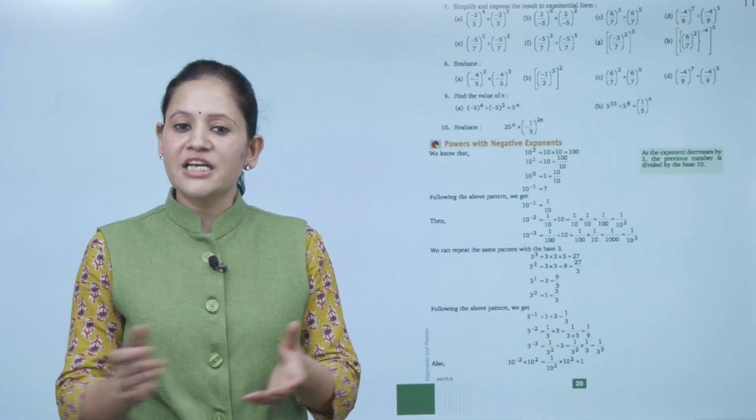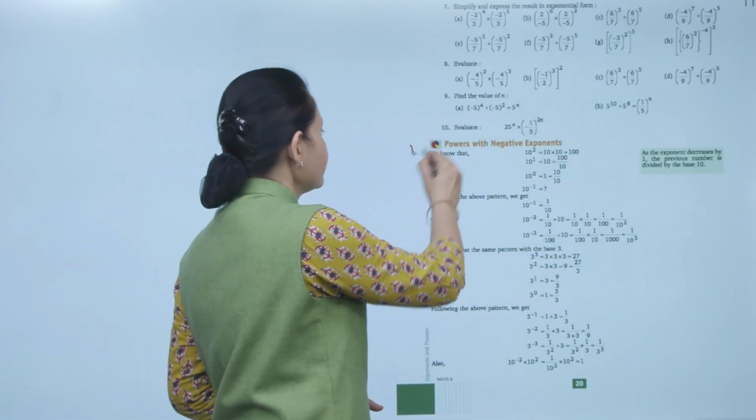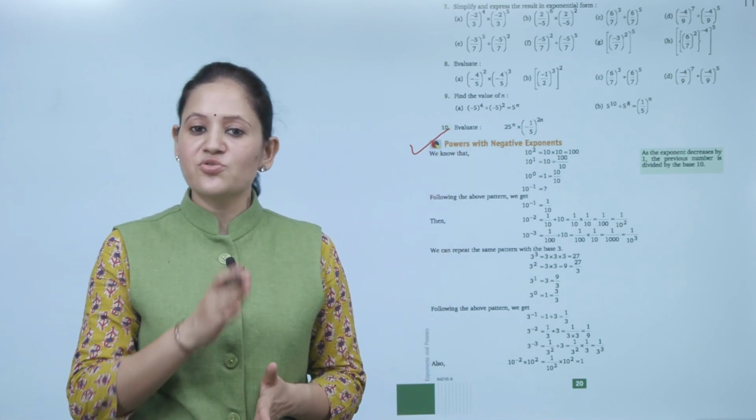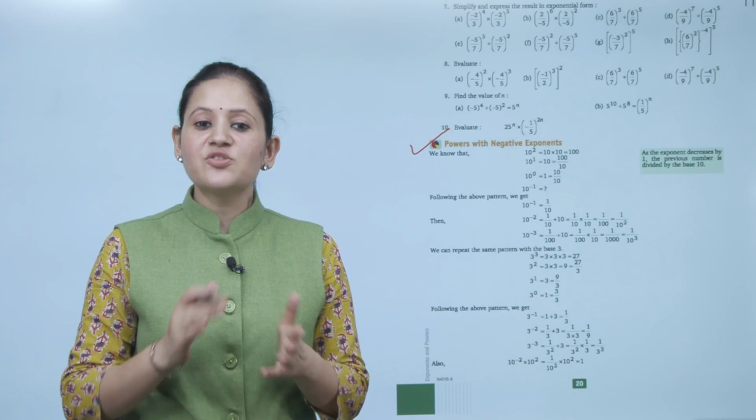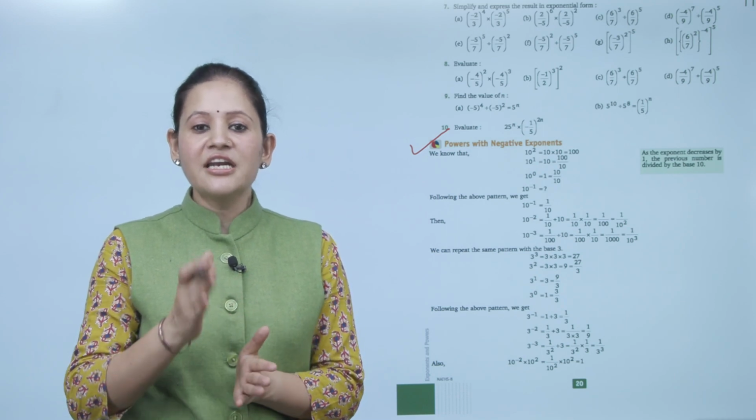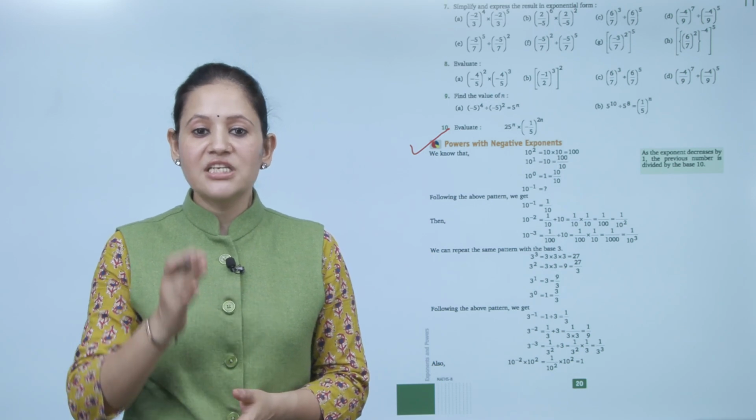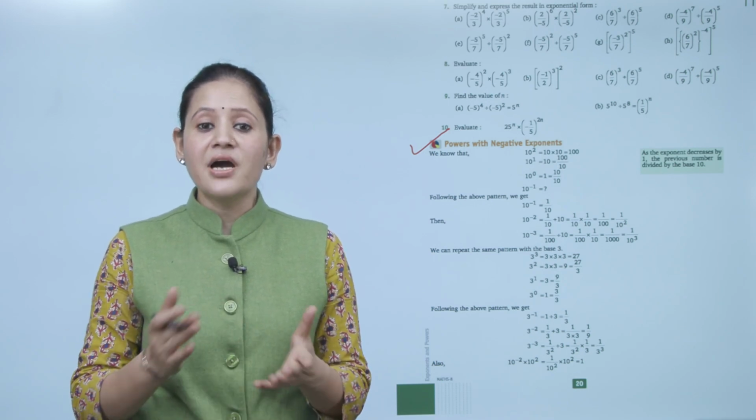Next is power with negative exponent. We know that 10 to the power 2 is equal to 10 into 10, that is 100. 10 to the power 1 means 10. 100 upon 10 is equal to 10. 10 to the power 0 means 1. 10 upon 10. 10 to the power minus 1.